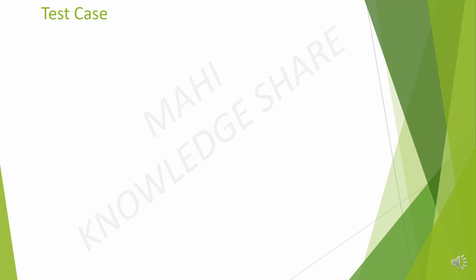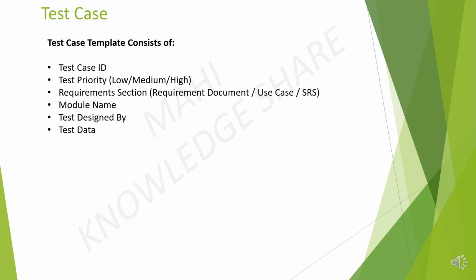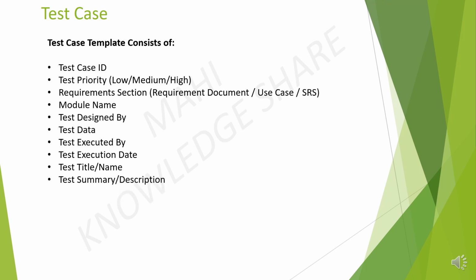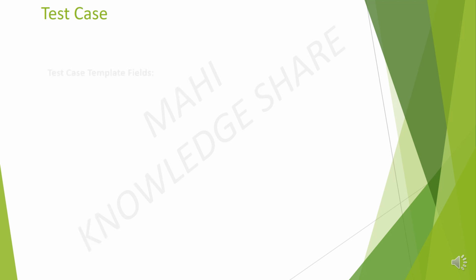Test case template consists of test case ID, test priority, requirement section, module name, test designed by, test data, test executed by, test execution date, test title, test summary, preconditions, dependencies, test steps, expected result, actual result, and attachments and references. Brief description for test case template fields.